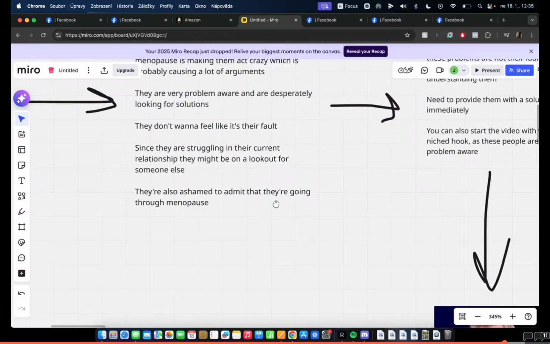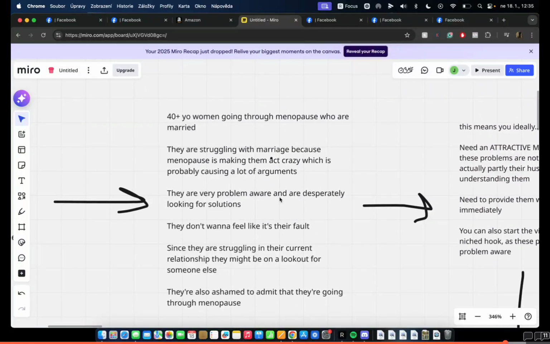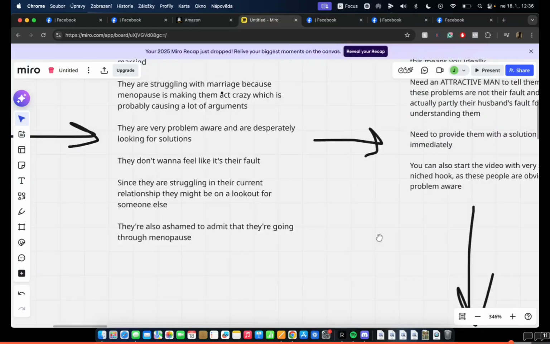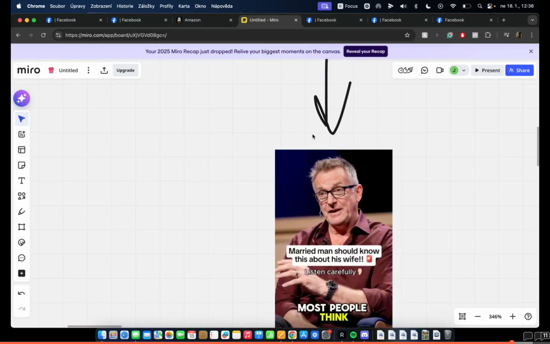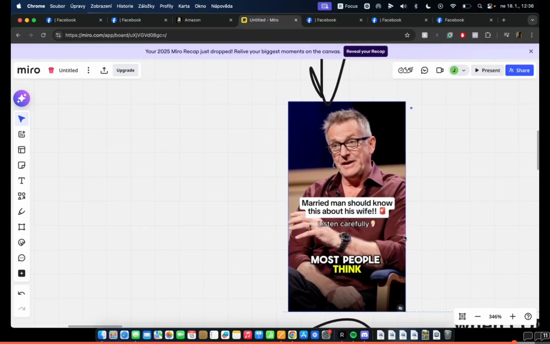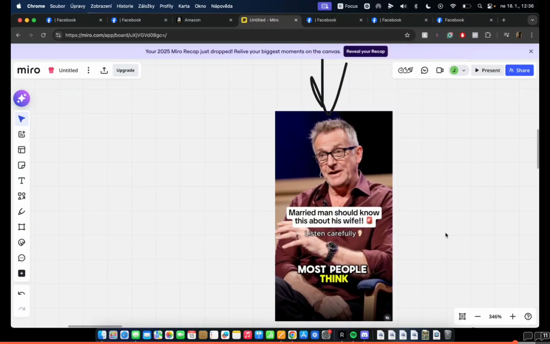One thing I didn't put here is that they also feel like no one understands them, also because they are ashamed to talk about it. So how can anyone understand them if they don't talk about this issue? Obviously, if you make a script with an attractive man who understands them, it's going to hit much more, because we tried the same script with a woman and it was not working.